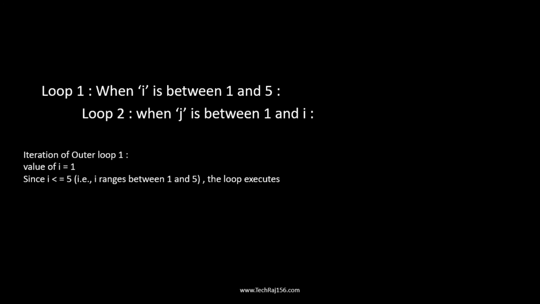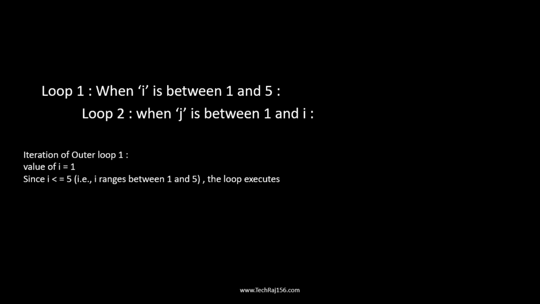So let's come to the first iteration of the outer loop. Initially the value of I is 1, as you could see. Since I is less than or equal to 5, that is, I ranges between 1 and 5, the loop executes. Initially the value of I is 1 and 1 less than or equal to 5 is satisfied. It's a true conditional statement. That's why the loop is going to be executed.